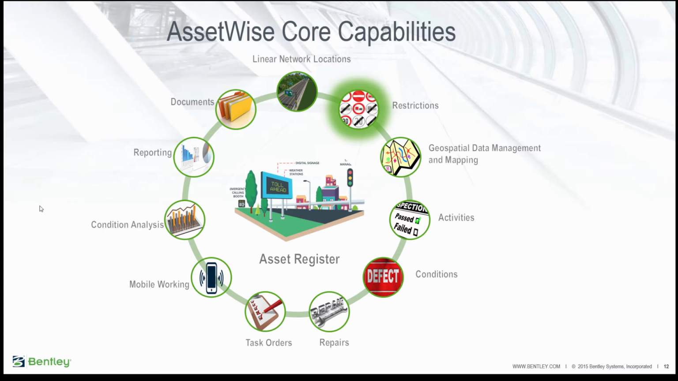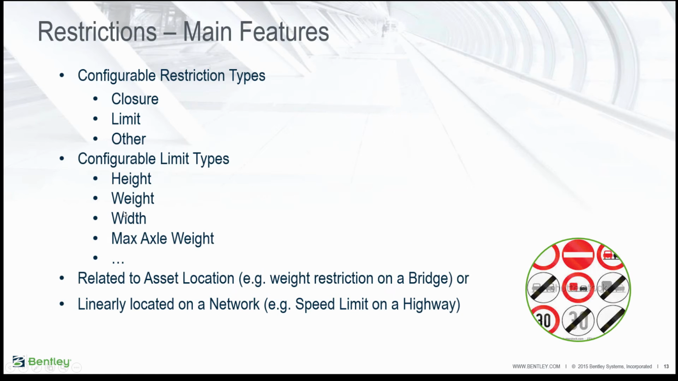Our next core capability is that of restrictions. A restriction is anything that imposes some limitation on the network, whether it be through a closure of an asset, closure of the road, or some limit that might be imposed against the asset, such as a height restriction, a weight restriction, or potentially a width restriction. The limit types are configurable within the system to allow any constraint to be modeled within the AssetWise solution.